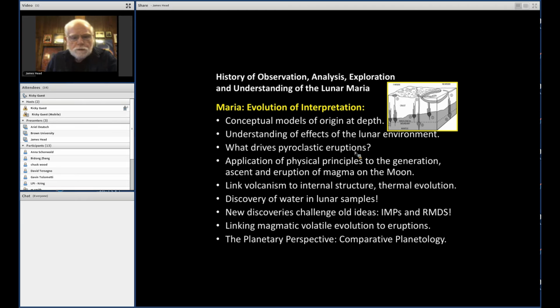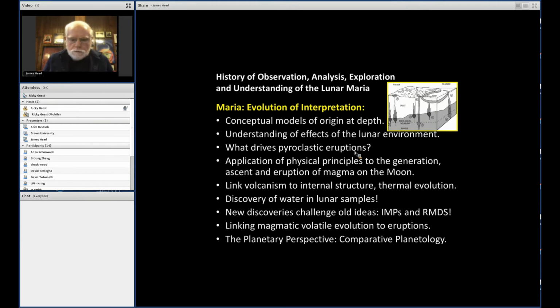So let's think a little bit about the evolution of the interpretation of the maria. There have always been, as I pointed out in those several examples, conceptual models of the origin of magma at depth and its generation from that, and then ascent and eruption. Early on, we were able to understand the effects of the lunar environment. It was obvious that without an atmosphere and with one-sixth gravity, we would have a completely different situation than we have today on the Earth, for example. And so that led us to think about what a pyroclastic eruption would look like on the Moon. It wouldn't look like a cinder cone. It would look like a pancake, if you will, because of those conditions.